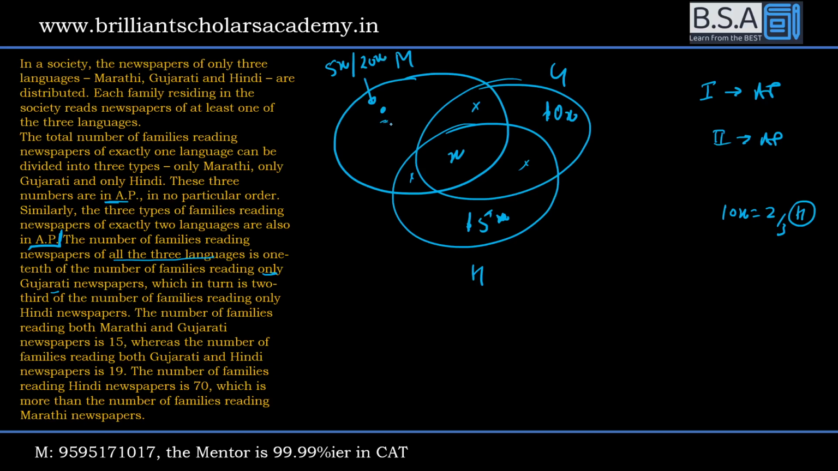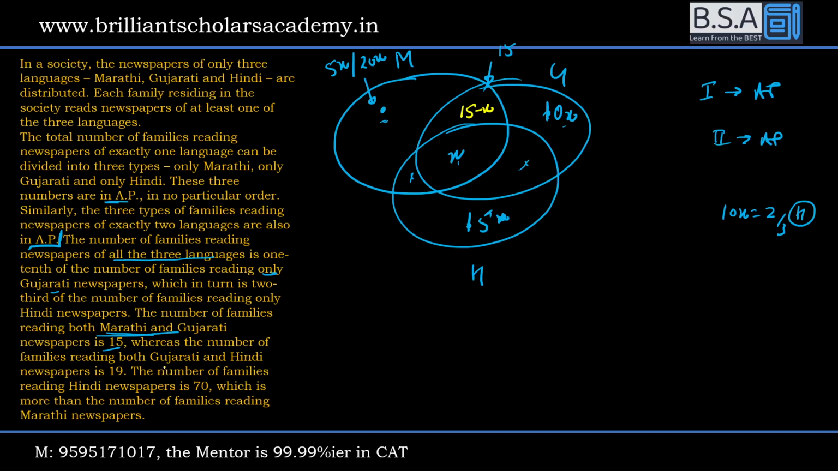I do not know, because they're in an AP. I have got here 10x, I have got here 15x. The gap is 5x. In an AP, the gap is equal. So I can have 5x more, 20x, or I can have 5x less, 5x. The number of families reading both Marathi and Gujarati is 15. This number and this number combined are 15. So I can put the number in the middle here as, learn these tricks, 15 minus x. This is x, 15 minus x.